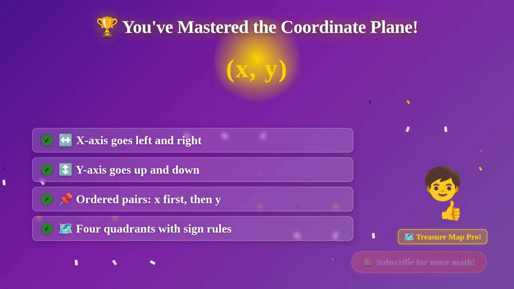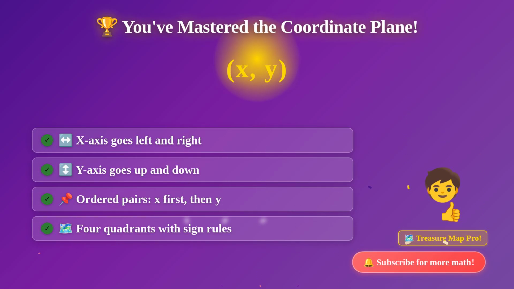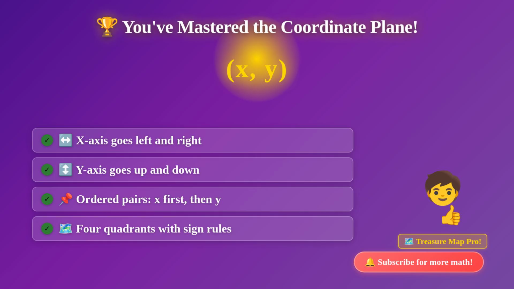Remember when Maya was staring at that grid with zero idea what to do? Look at her now. She's plotting treasure maps, reading mystery points, and nailing every quadrant. And you did it right along with her. Here's what we learned. The x-axis goes left and right, the y-axis goes up and down, ordered pairs are always x first, then y, and the 4 quadrants each have their own sign rules. You've got the coordinate plane totally locked in.